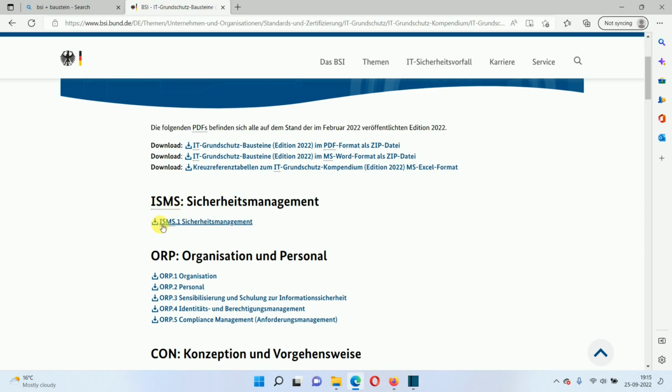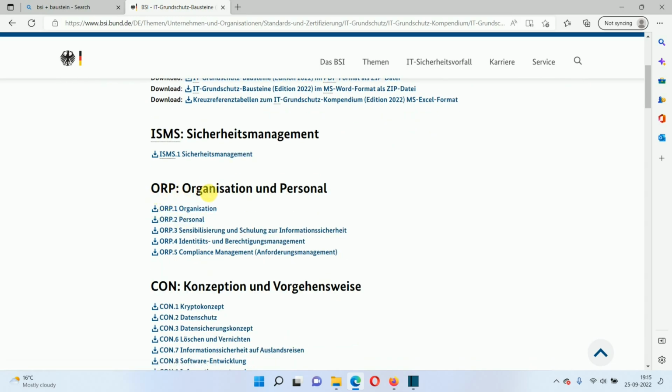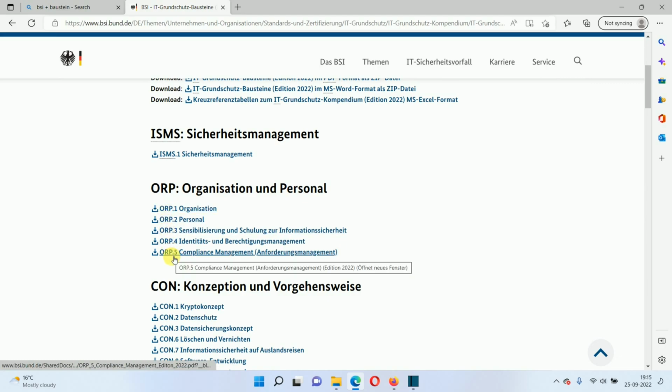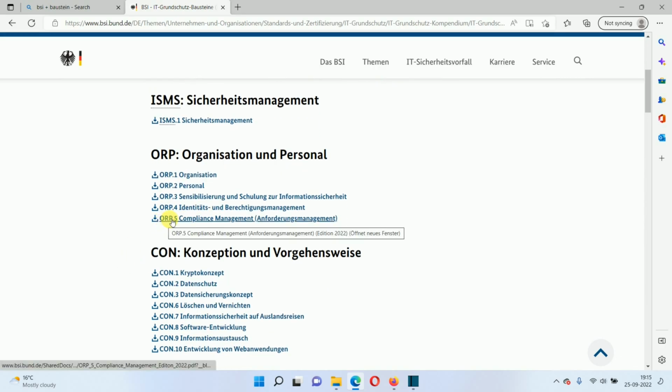So ISMS fortunately has only one, ISMS 0.1. But if you see ORP, which is organization and personnel, there are one, two, three, four, five Bausteins in there, a group of Bausteins. And again, within them, there will be a further collection of building blocks. So as I said, in total, there are close to 800 building blocks, which are grouped like this.